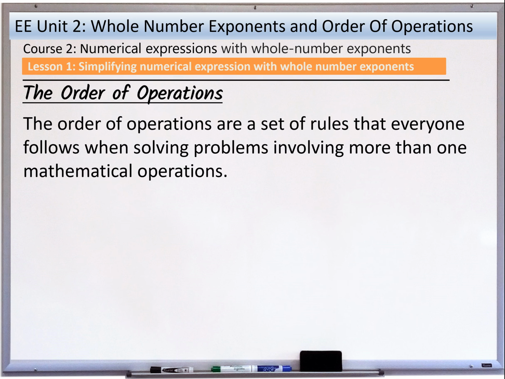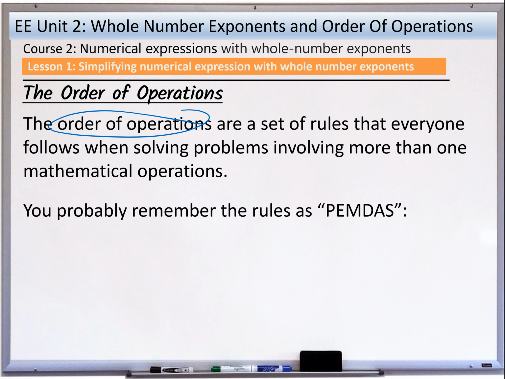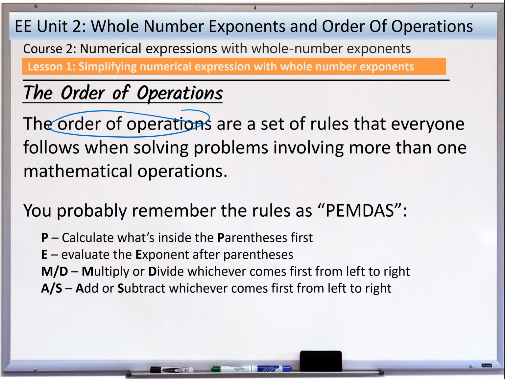Let's get started. The order of operations are a set of rules that everyone follows when solving problems involving more than one mathematical operation. You probably remember the rules as PEMDAS. P stands for calculate what's inside the parentheses first. The E stands for evaluate the exponent. It's only after you've done the parentheses. Multiply and divide, whichever comes first from left to right. Add and subtract, whichever comes first from left to right. So your order is from P, parentheses, to exponents, to multiplication, division, addition, and subtraction.